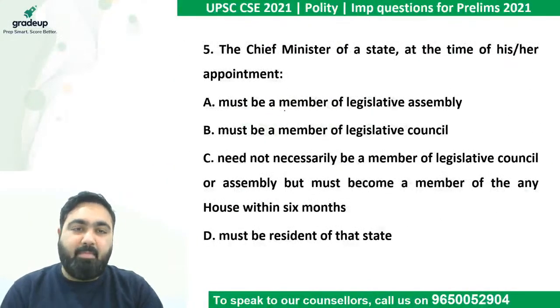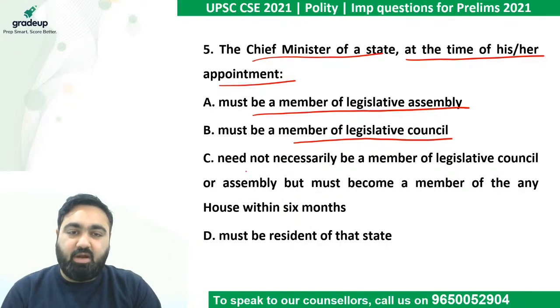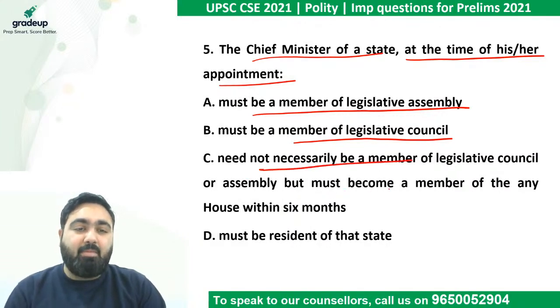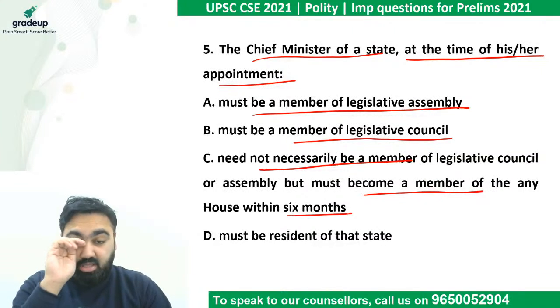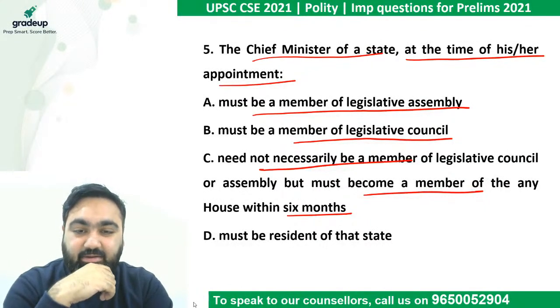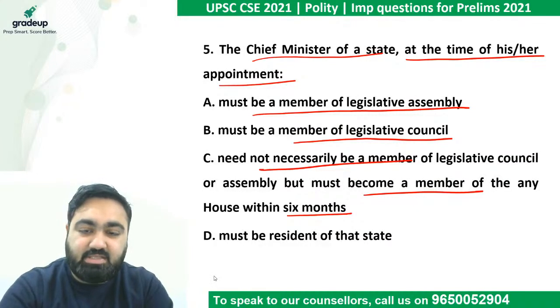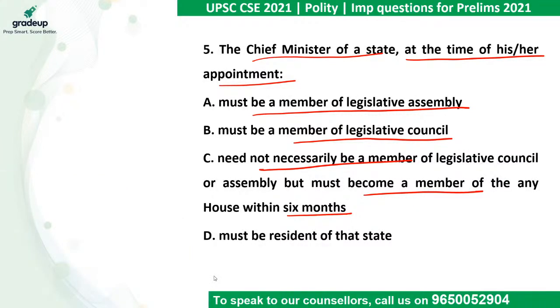Moving ahead to question number 5. The Chief Minister of a state at the time of his or her appointment, number 1, must be a member of Legislative Assembly; second, must be a member of Legislative Council; third, need not necessarily be a member but must become a member of any house within 6 months; or fourth, just must be a resident of the state. Which of these is correct? Read the statement carefully and see if you can answer this. It's an easy question to answer.